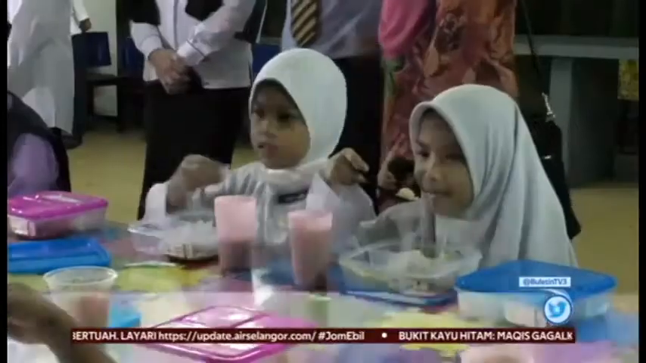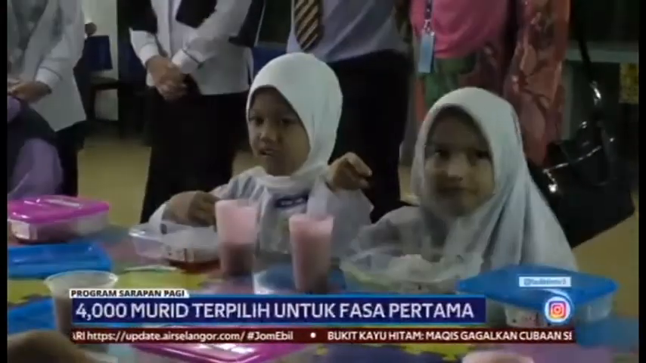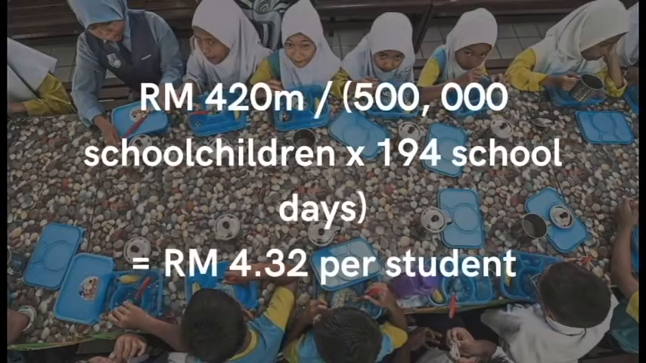Part of the increment will be spent to ensure there is a daily meat supply to the kids. Using UNICEF Malaysia's data of 500,000 school children from low-income households as a yardstick and 194 school days in 2021, the RM 420 million allocation for the Food Supplementary Program, or RMT, will translate into a daily meal that costs RM 4 and 32 cents for each student.